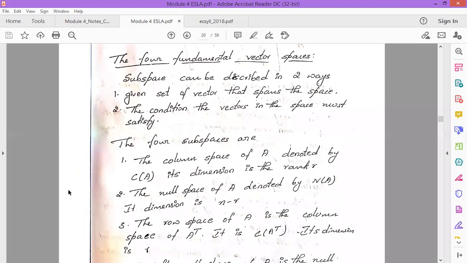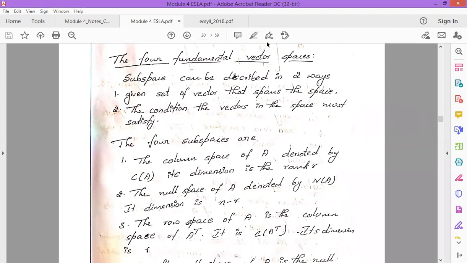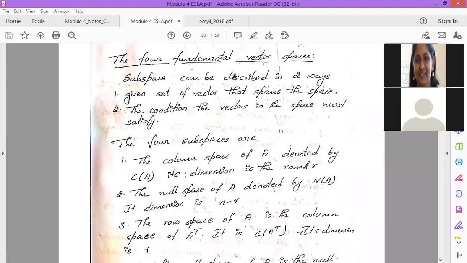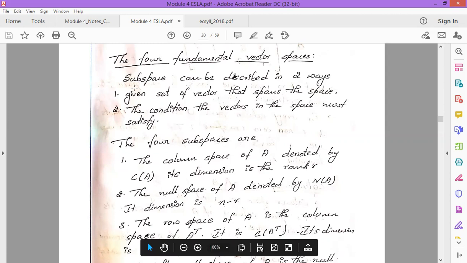We have seen what a vector space is and what a subspace is. In many problems, they may ask you to calculate the four fundamental subspaces. We'll see what those subspaces are. We have already solved many problems on that, so once again we'll just revise what are called the four fundamental vector spaces and what parameters you need to calculate. A subspace can be described in two ways.